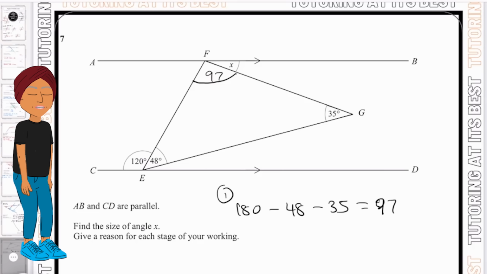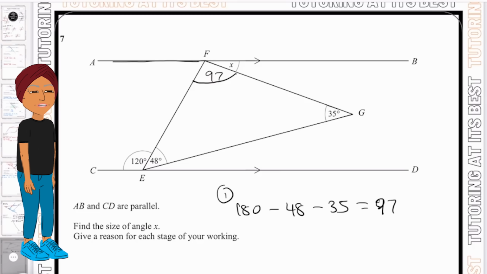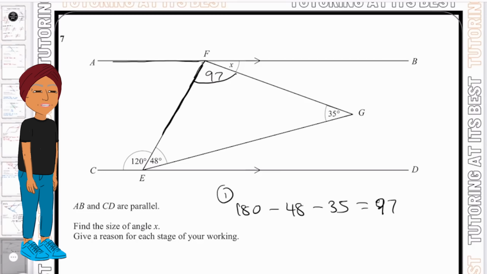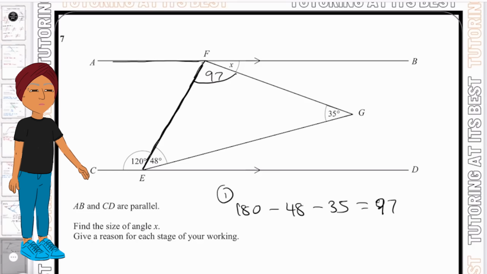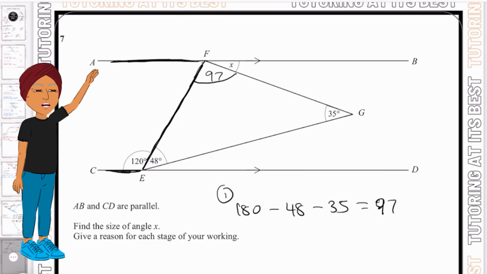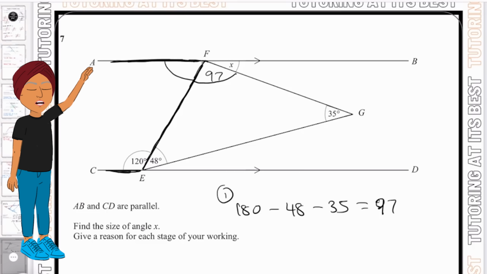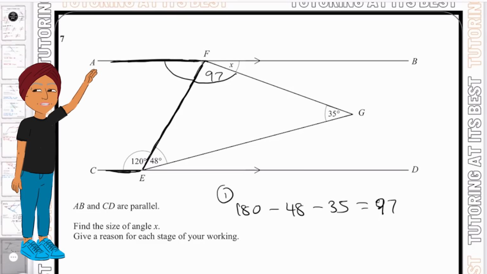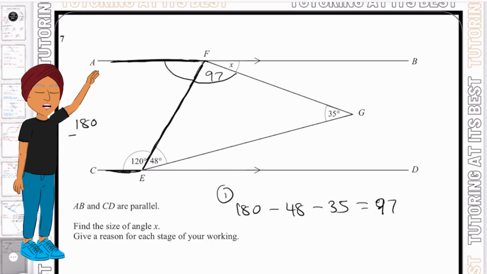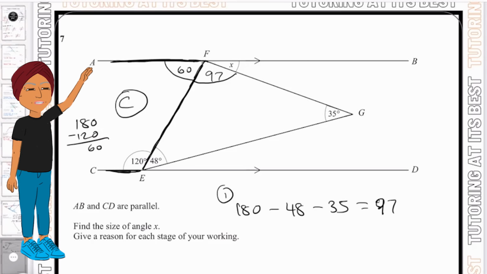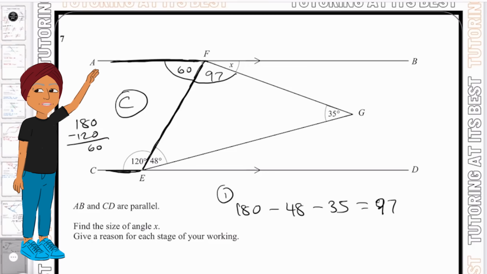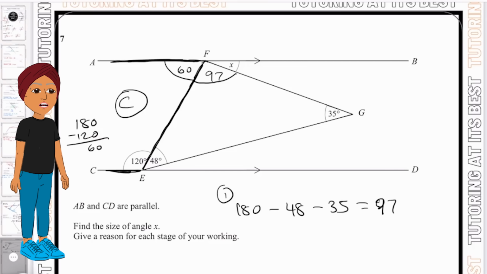Then we go to step 2. And we can understand here that with step 2, we have a co-interior angle. And what does that mean? So co-interior angle means when we have two angles that add up to 180 degrees. So now we know that we'll have 180 minus 120, which gives us 60, and that is angle F. So we have our C angle here, and we've also used angles in a triangle to work out 97.